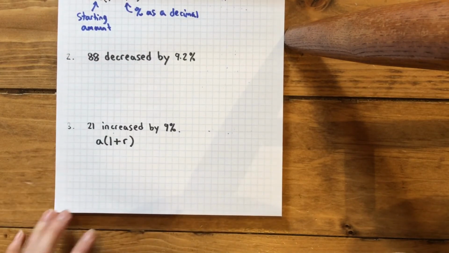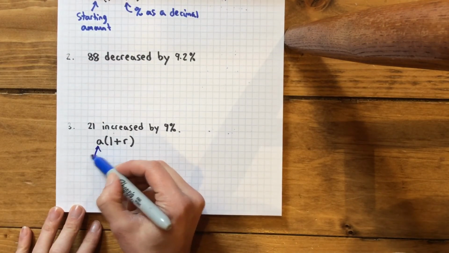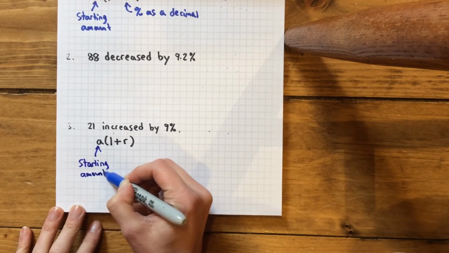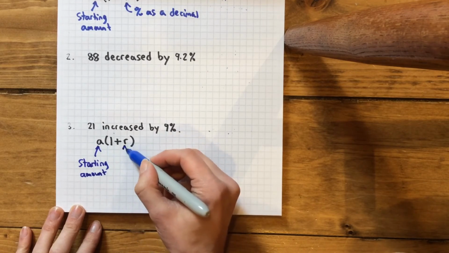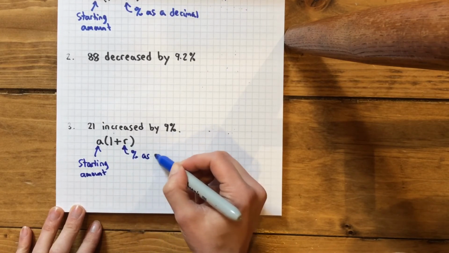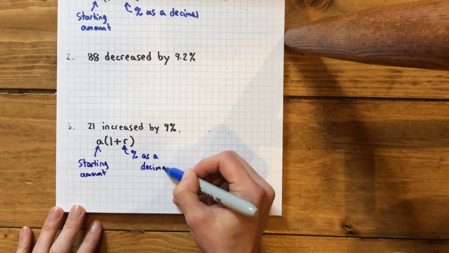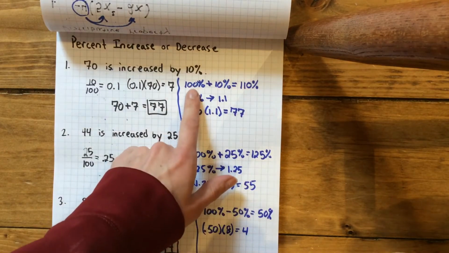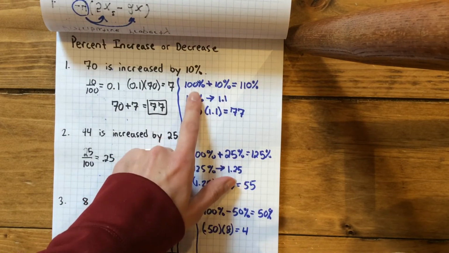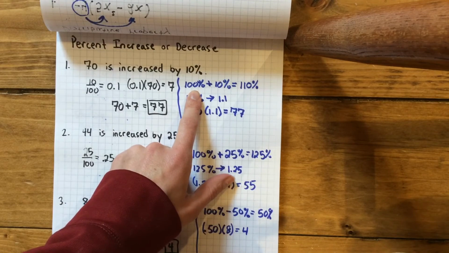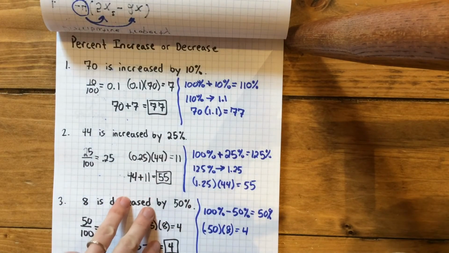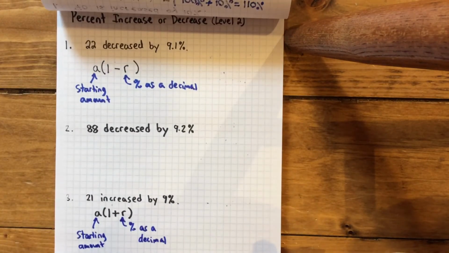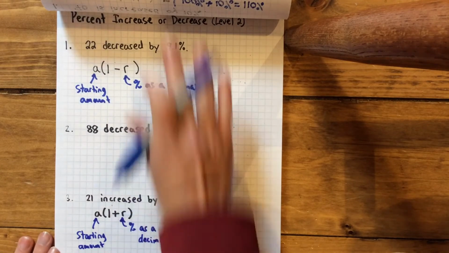If we have an increase problem, it's going to be the starting amount times 1 plus our percent as a decimal. So if we look back at our increase problems, we had 100% plus whatever the percent was. 100% in decimal form is 1. So that's why we got 1.1. So it follows the same logic. Let me show you a few of the examples.